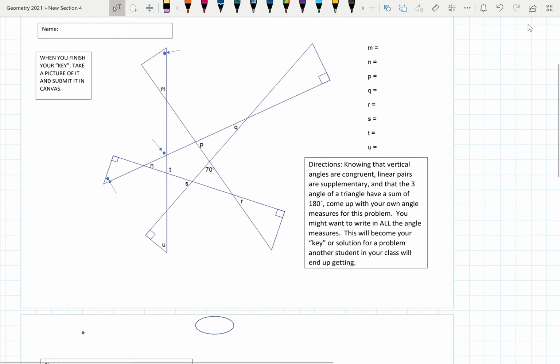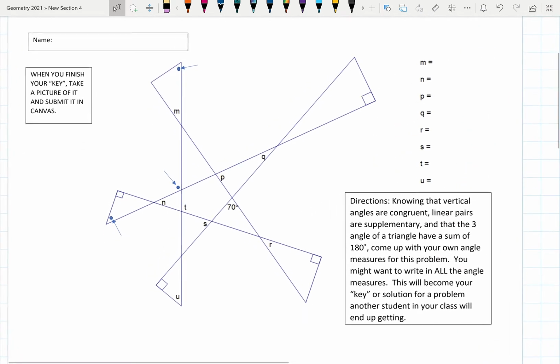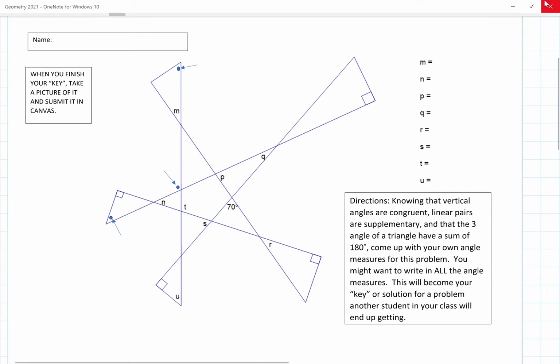Okay guys, so I know that you might have had some trouble understanding what I was asking you to do today. So you are creating your own problem here that somebody else in the class will end up solving tomorrow, okay? But you're creating a key. Now I've given you just a handful of angle measures.